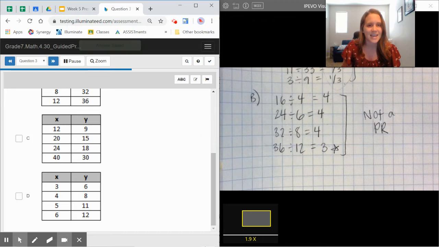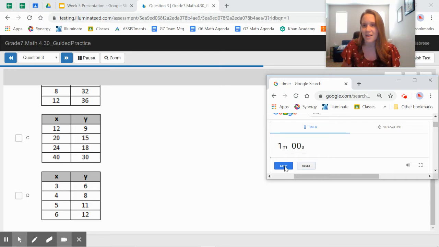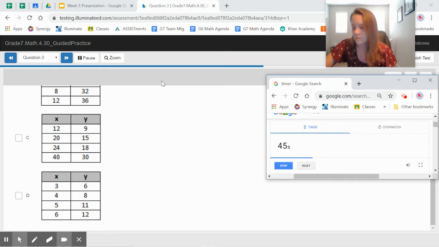Let's take a look at C and D. Go ahead and take 1 minute to consider those. Make sure you're showing all that great work on your paper. Again, it's okay to use a calculator. I just caught myself making a division mistake. So don't go too fast. Slow down if you need to.